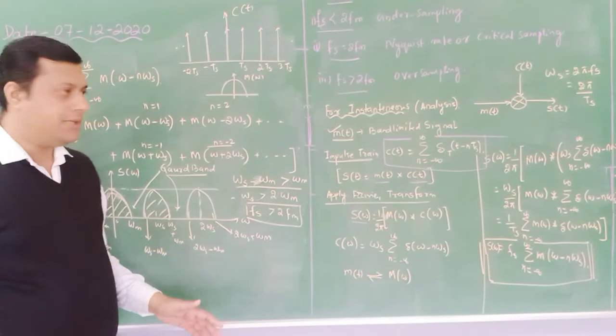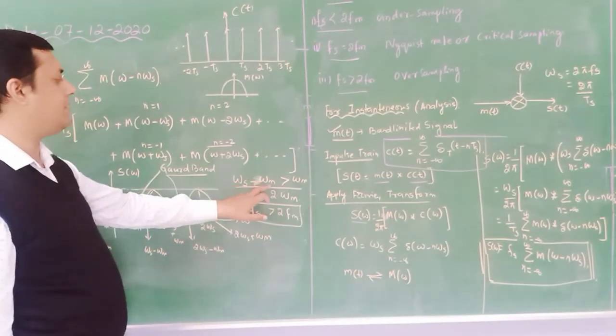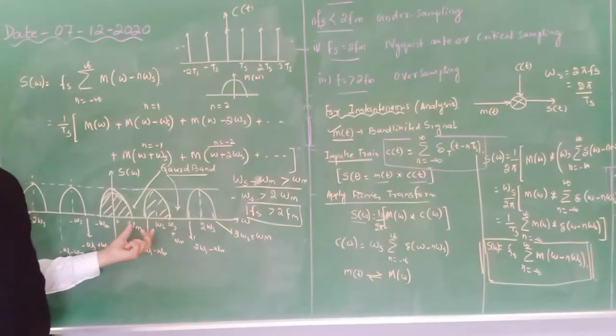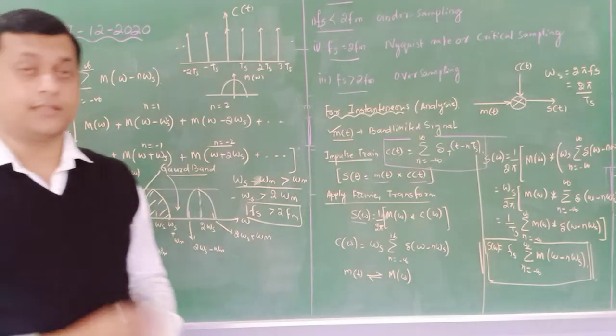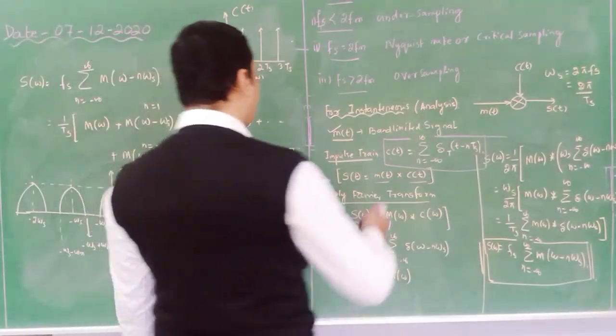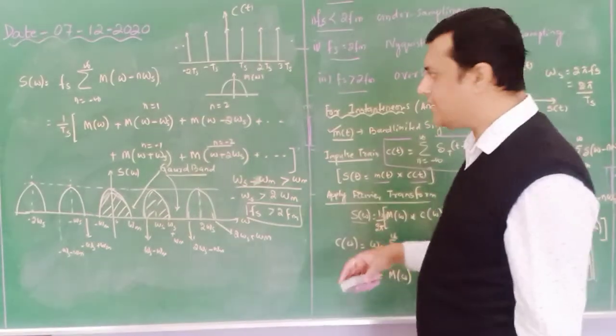Now we will see if omega s minus omega m is equal to omega m, what will happen? Okay, three cases. So till this much it is clear about instantaneous sampling.